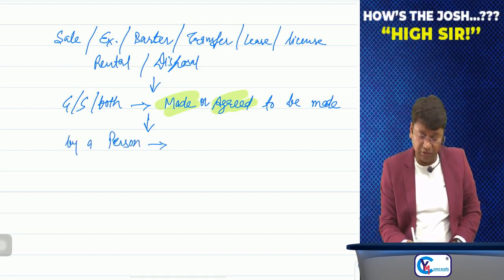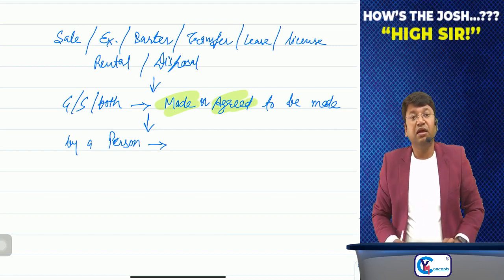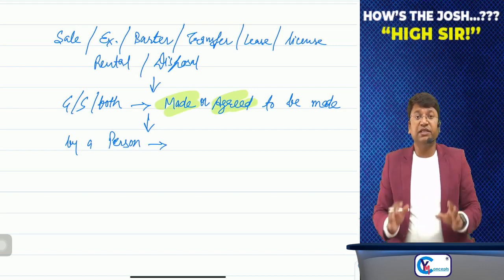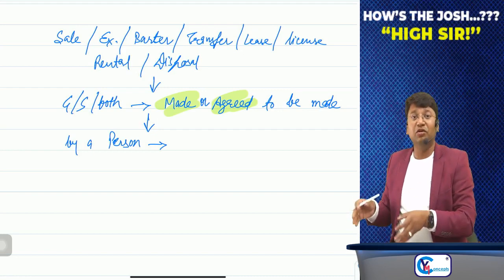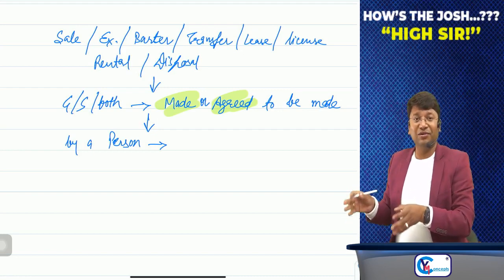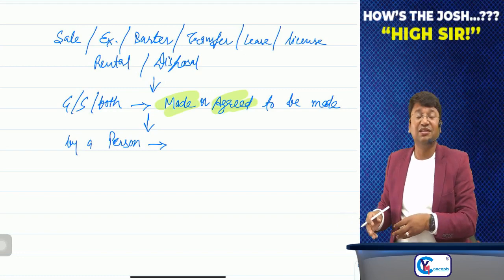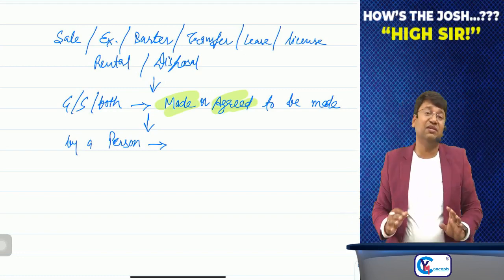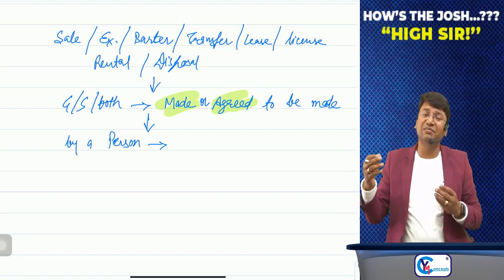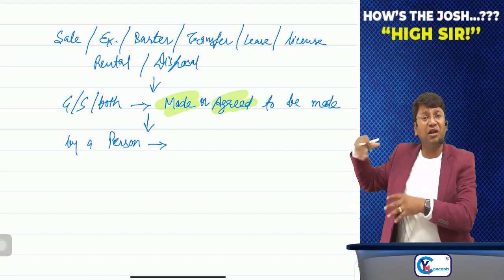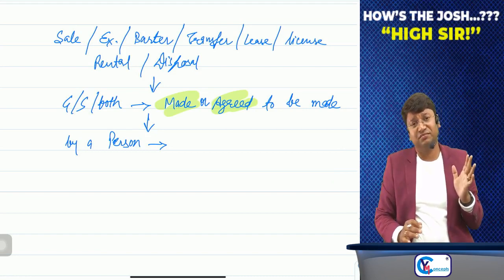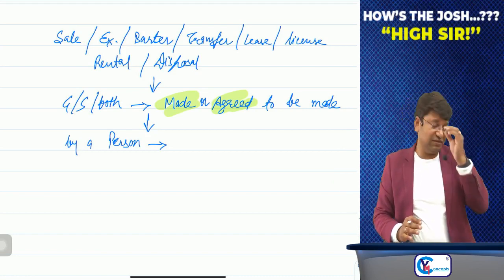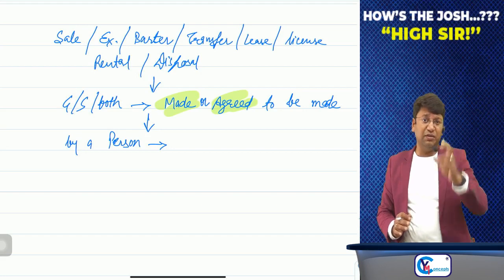Sir, when such supplies are made or agreed to be made by a person, and you know the term person includes everybody: individual, HUF, partnership firm, LLP, body corporate, central government, state government, union territory, local authority, artificial juridical person. Everybody is covered. Clear? So that nobody lives out of the scope of chargeability.